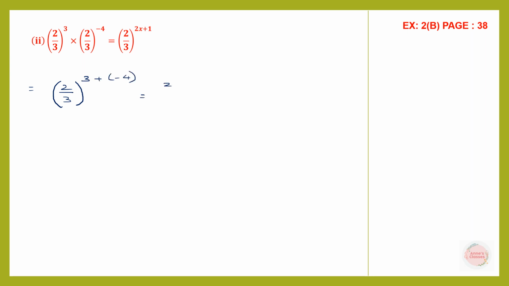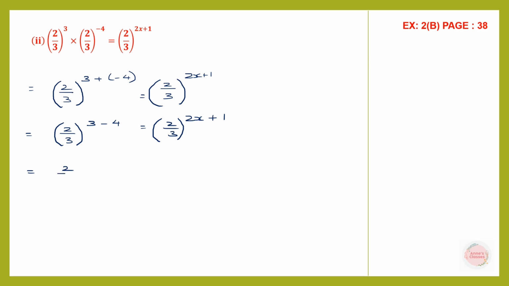Which is equal to 2 by 3. This remains the same, no change. 2 by 3 raised to the power of 2x plus 1. Now look at this. 3 plus minus 4, that is 3 minus 4. On the right hand side, no change. 2 by 3 raised to the power of 2x plus 1. Now this is 2 by 3 raised to the power of 3 minus 4 is minus 1. And this is equal to 2 by 3, the whole thing raised to the power of 2x plus 1.